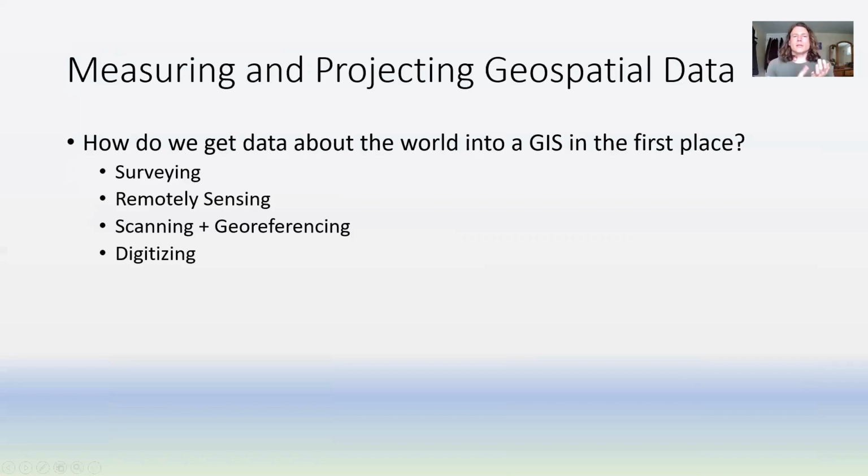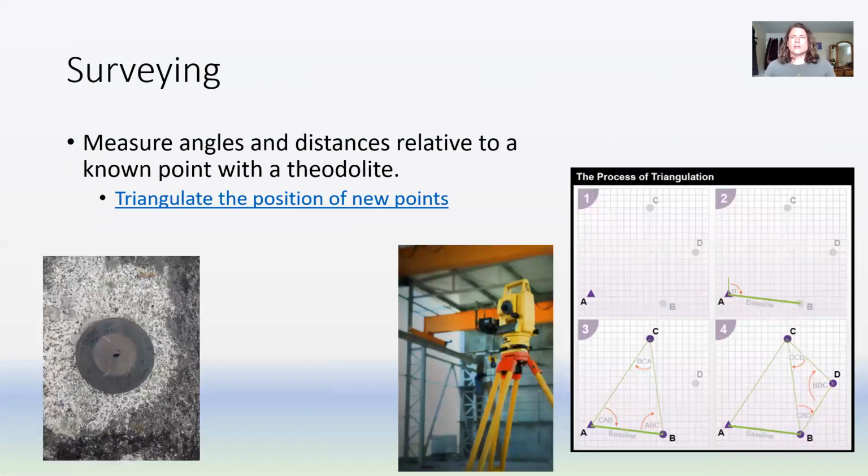But how do we go about getting data about the world into a GIS in the first place? We rely on a handful of different techniques. We can use manual surveying, remote sensing, or we can scan and georeference maps that already exist, or we can digitize, create new information by tracing out over a map or a satellite image. So surveying is the oldest form of spatial data collection. I talked about that in the intro lecture on Tuesday.